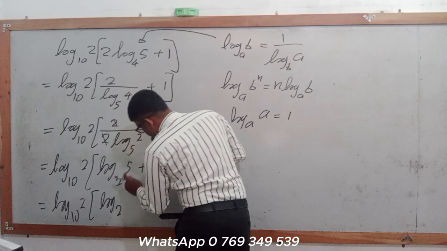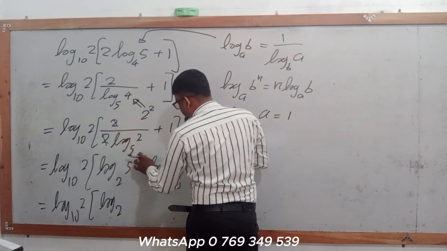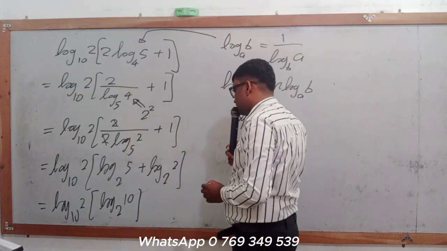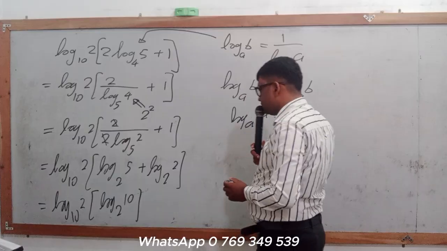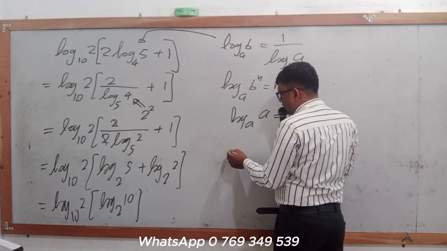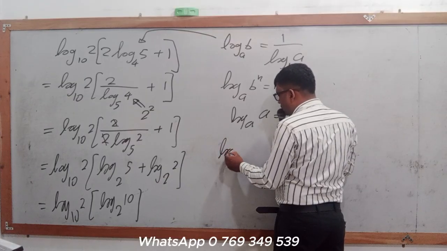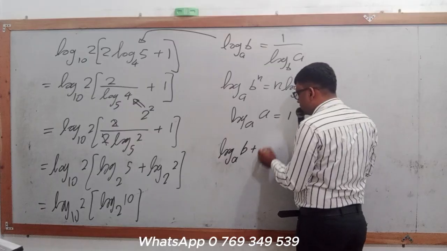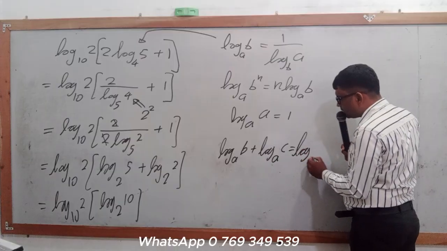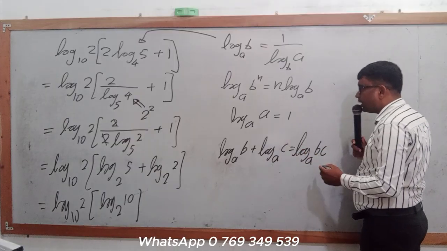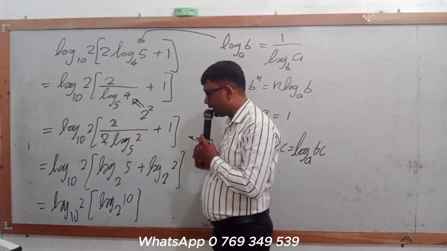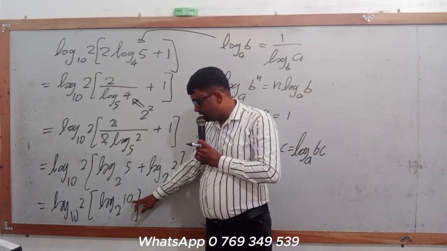Log 2 5 times 2, 5 times 2, that is 10. That is the 10, right? And what is that? Here is log AB plus log AC, that is equal to log ABC. This is the theory, right? All the theory includes this section, no? All the theories, right? This is the 10 now.